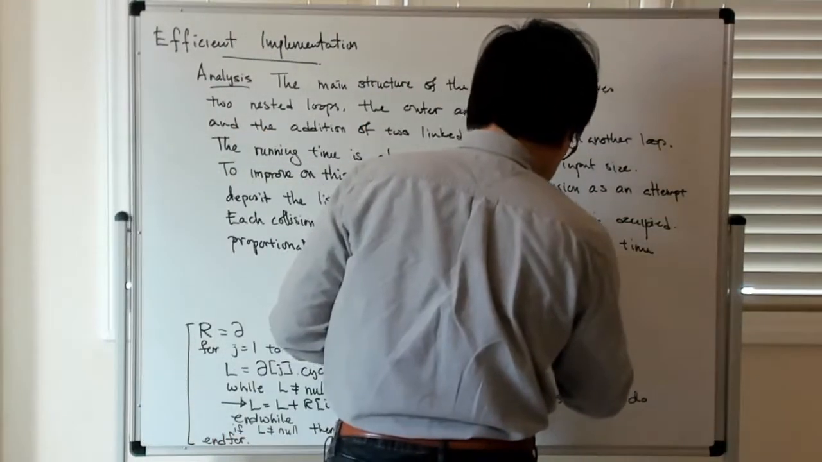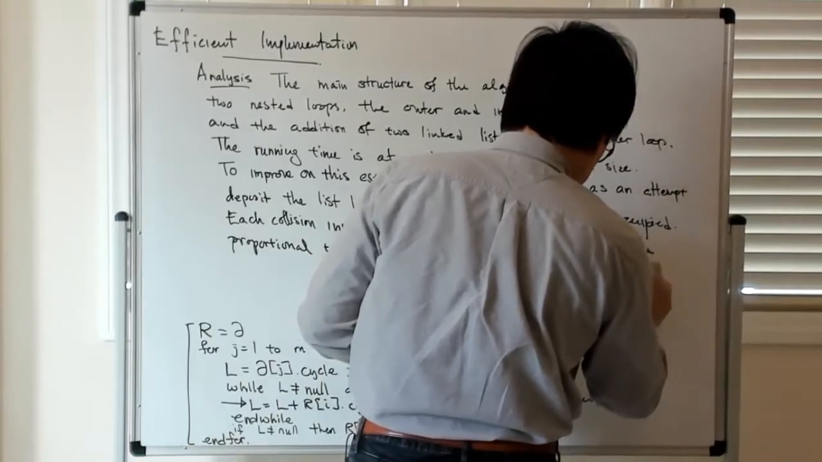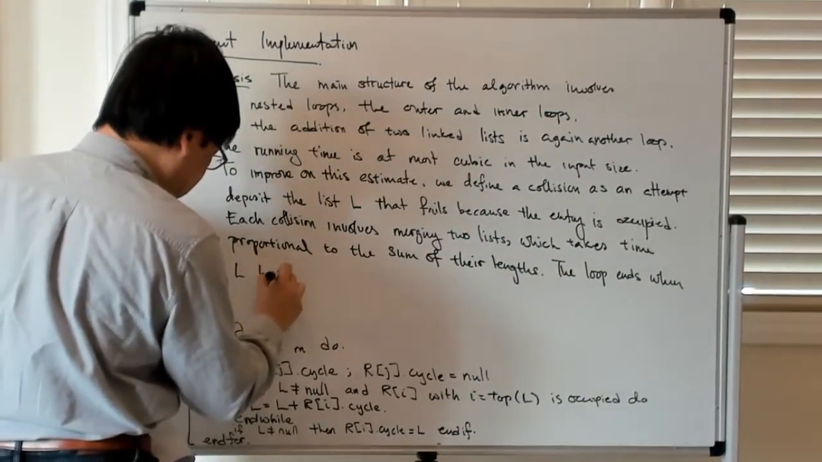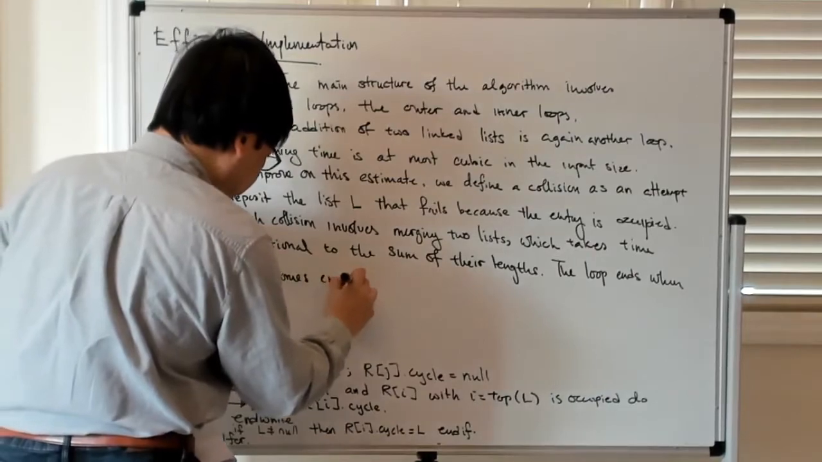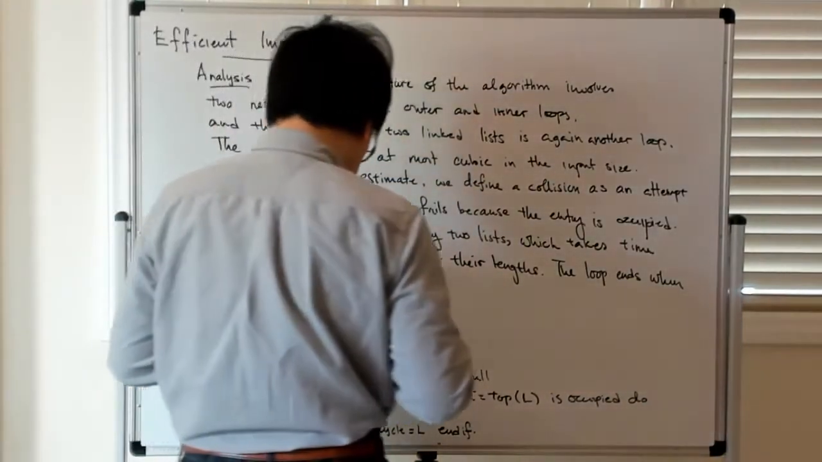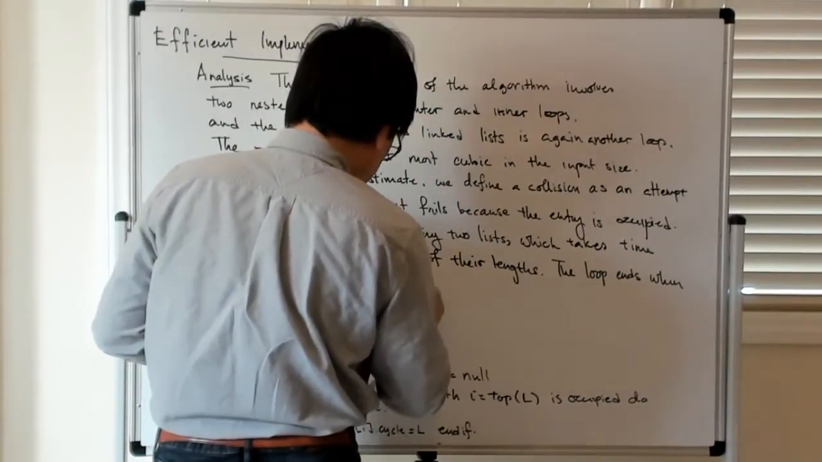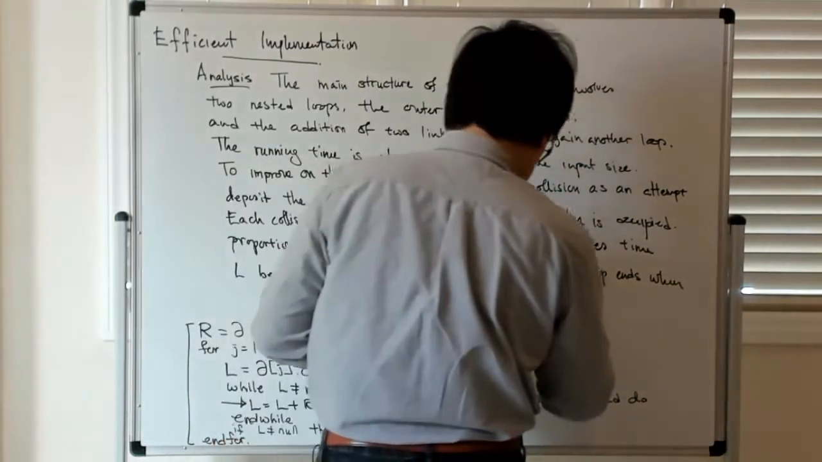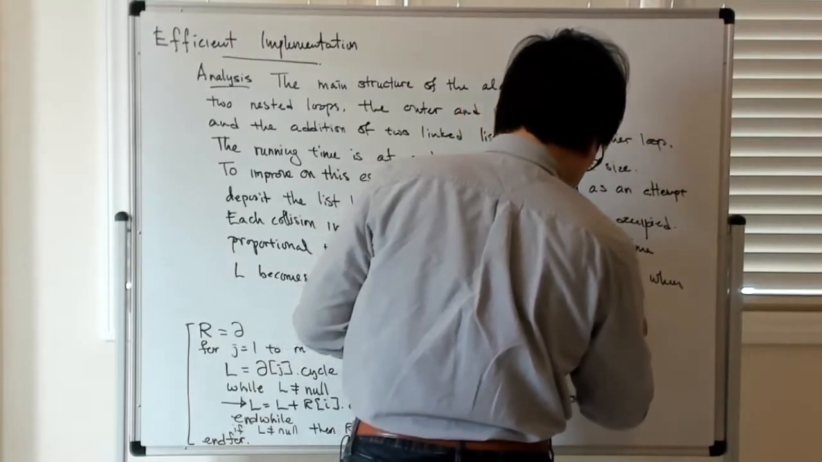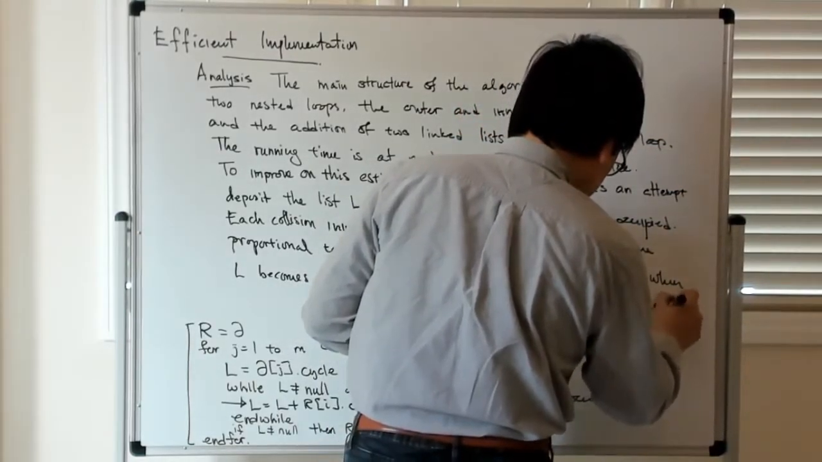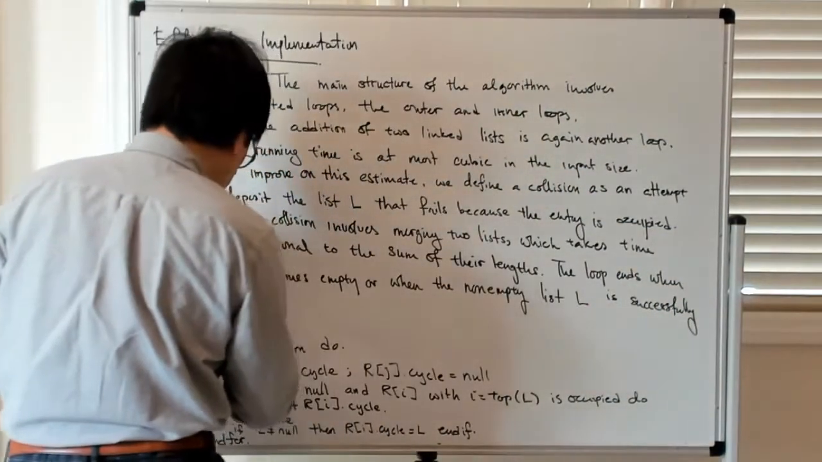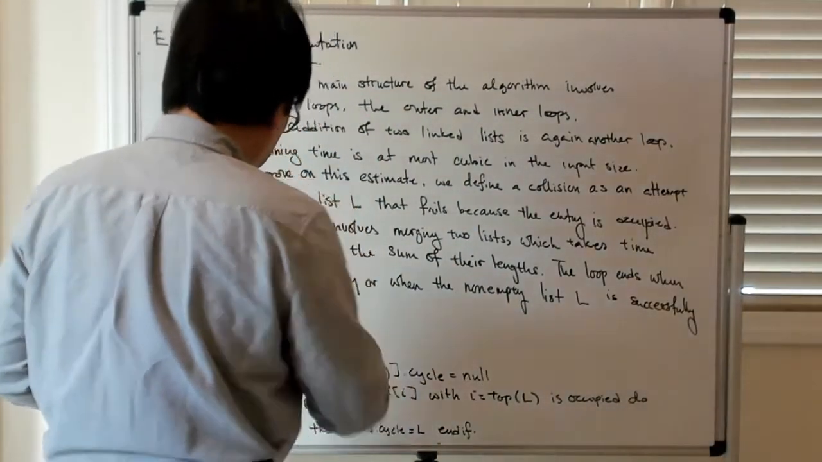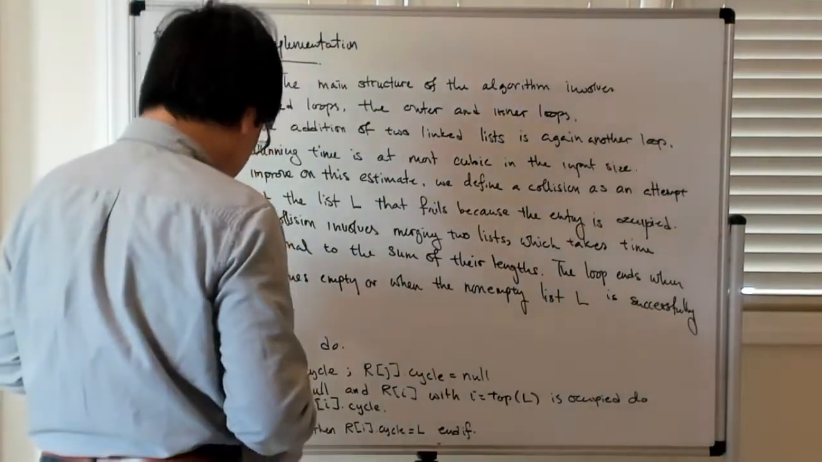So the loop ends when L becomes empty, or when the non-empty list L is successfully deposited. And you can ask, what do these two cases represent?